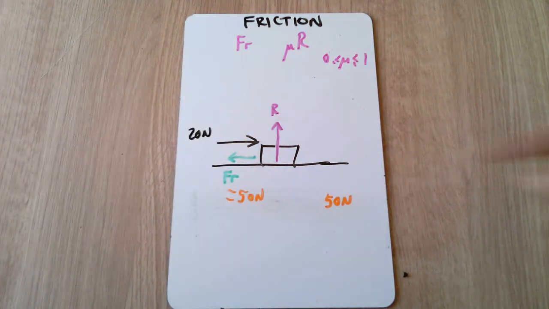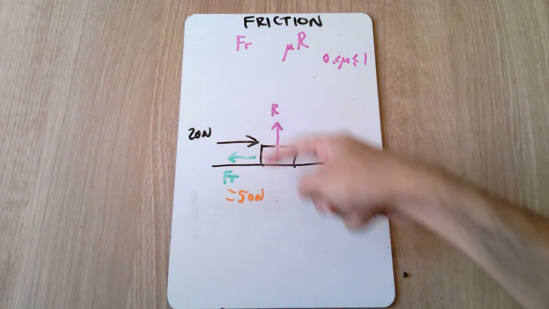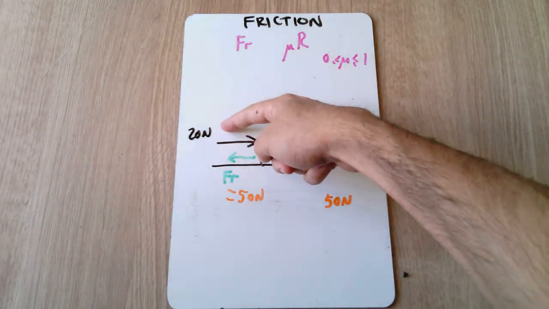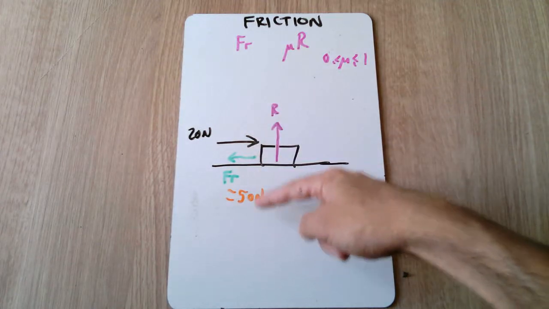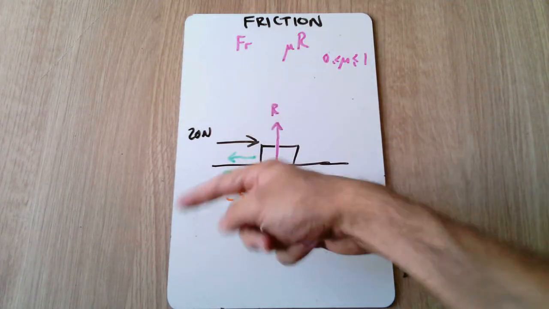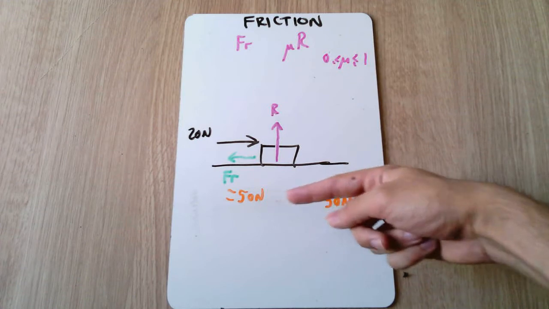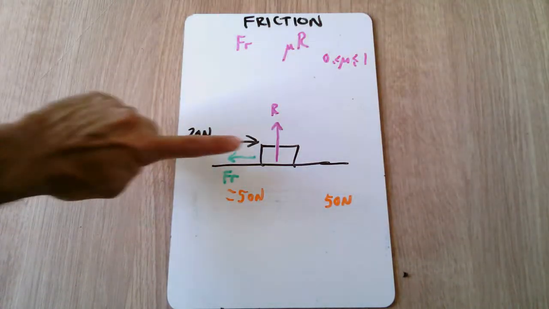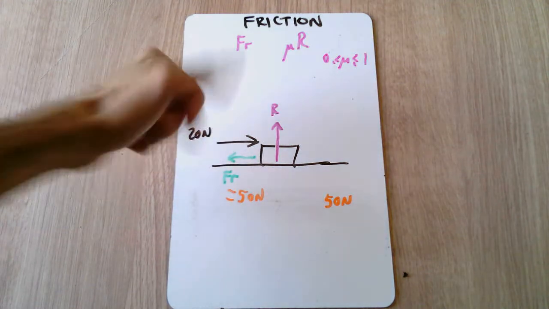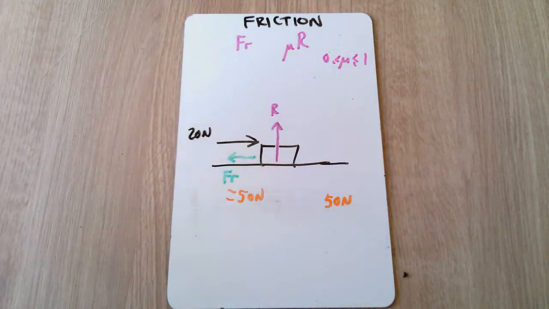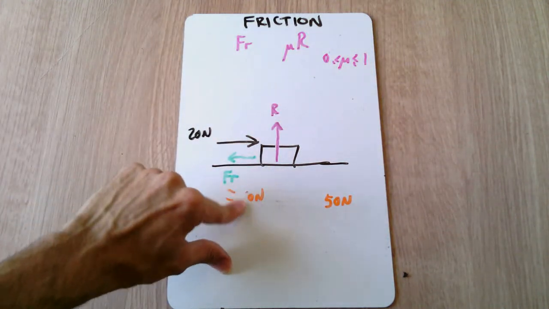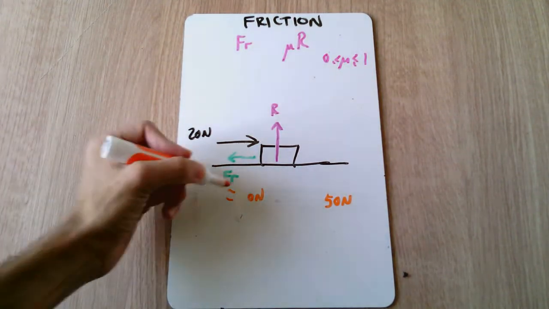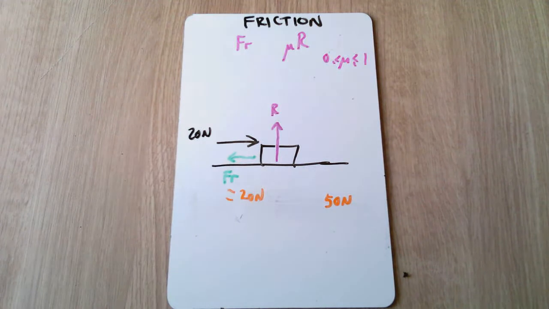Now, if friction was equal to 50 newtons, there would be an imbalance of the forces here. The 20 newtons is less than 50 newtons, meaning that this would move in this direction due to a net force of 30 newtons to the left. But that doesn't make sense. If I'm pushing this way with 20 newtons, I'm not going to end up moving this way. So friction in this case would actually match the value of the 20 newtons to maintain equilibrium.